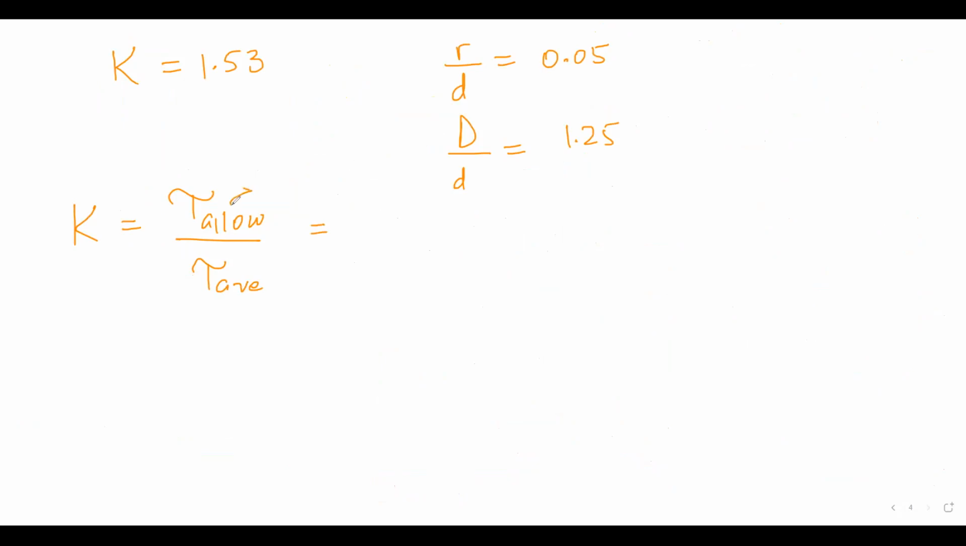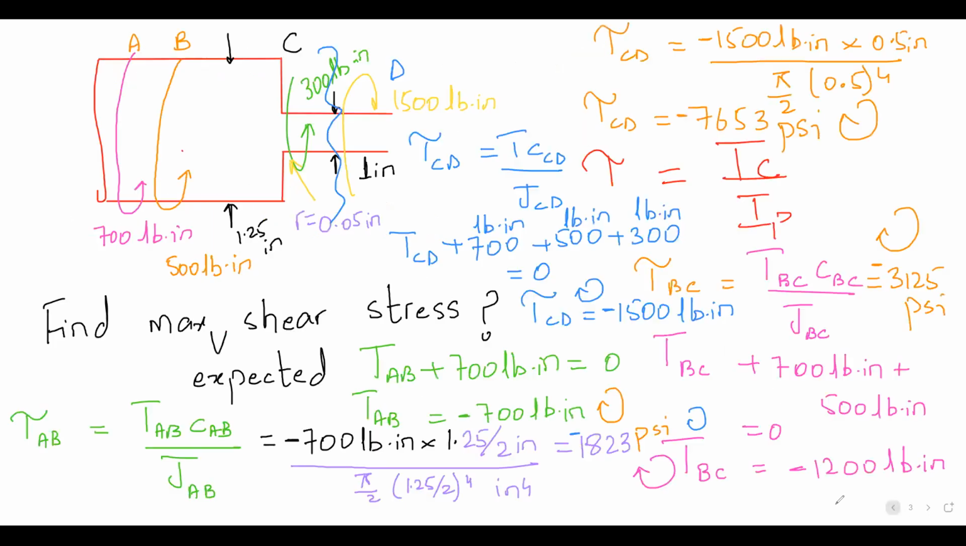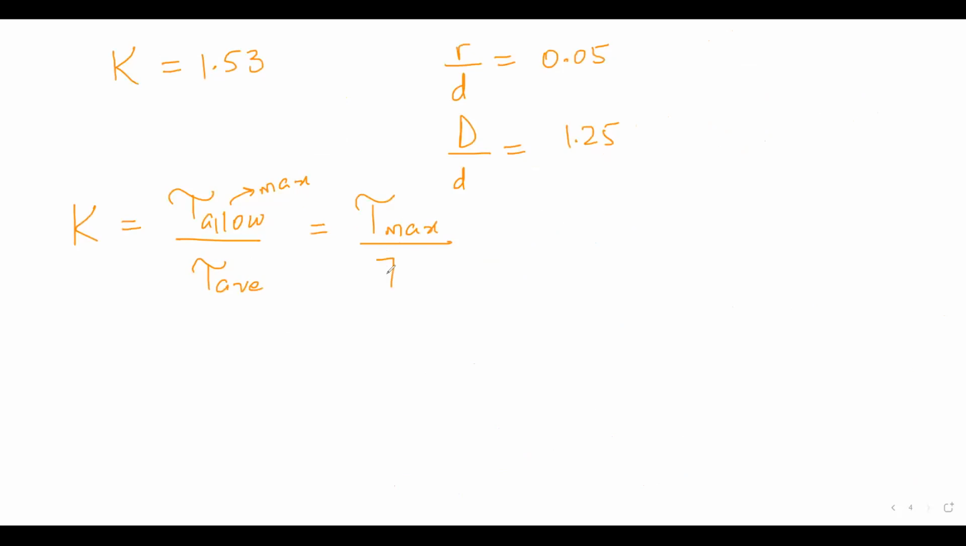Tau allowable is my tau max. So it is tau max divided by this. Oh, why am I using 6122 here? Yeah, probably I made a mistake. Anyways, I will just correct myself. Sorry, 7653.